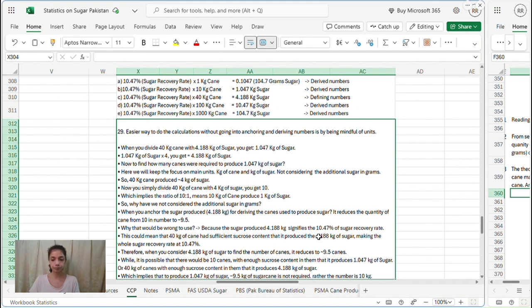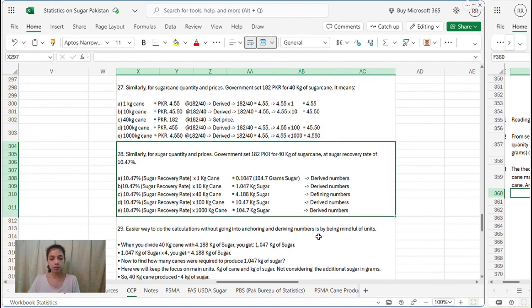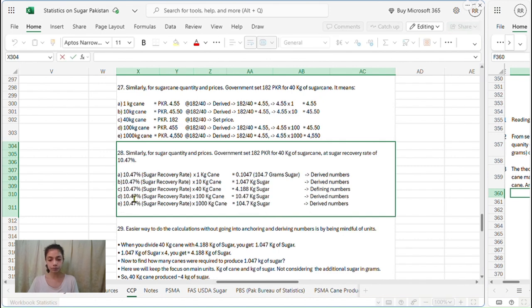So therefore, point number 28 is similarly for sugar quantity and prices. Government set at 182 PKR for 40 kg of sugar cane at a sugar recovery rate of 10.47%. So at the 10.47% sugar recovery rate, when you multiply with 40 kg of cane, you're going to get 4.188 kg of sugar.